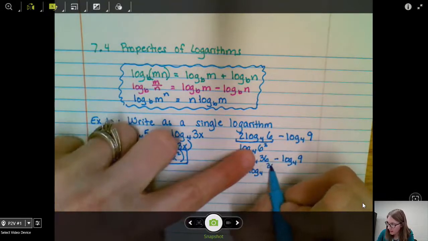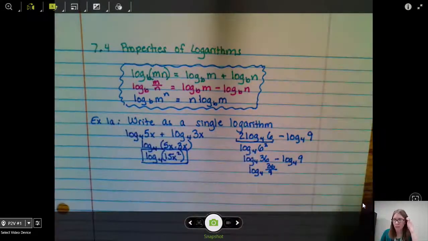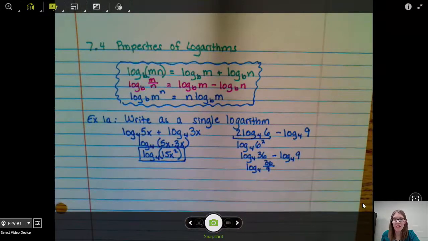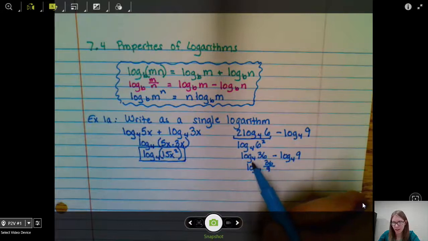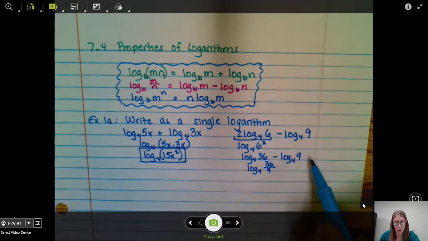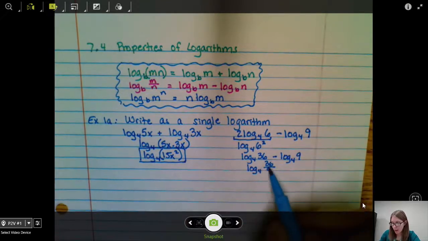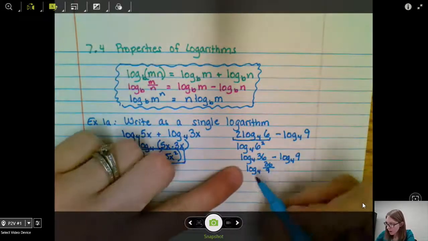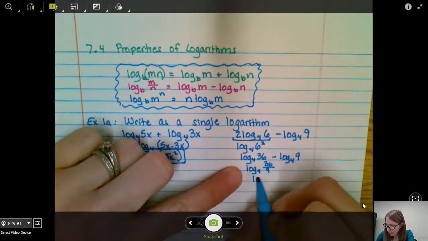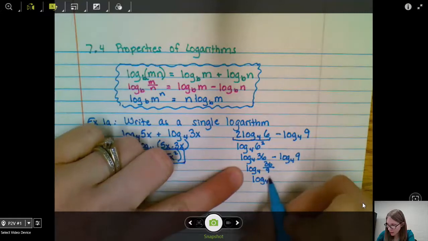of 36 over 9. Now, one of the cool things about our log properties is when we write as a single logarithm, sometimes we can do some other simplifying that maybe we wouldn't have seen before. Okay, so like right here, 4 to no power gives us 36. 4 to no power gives us 9. But when I combine, 36 over 9 is 4. So this means the log base 4 of 4.